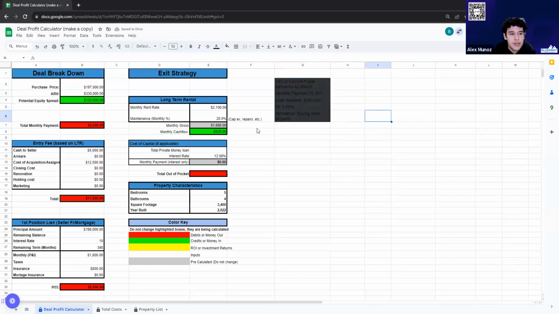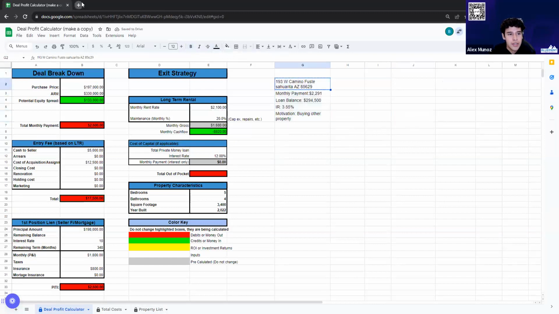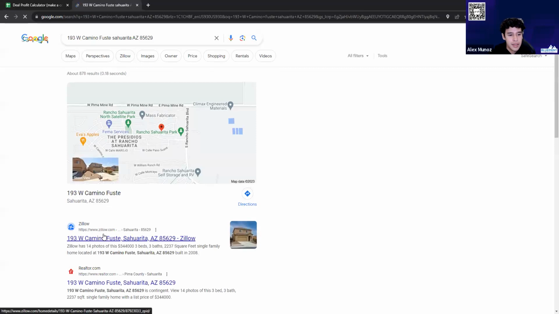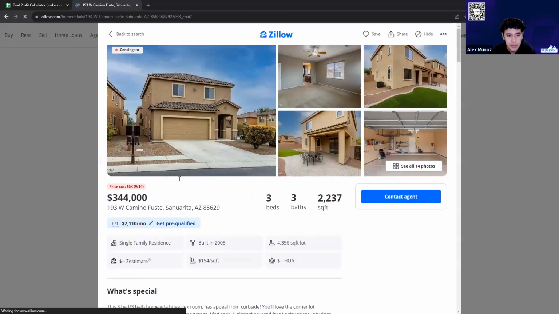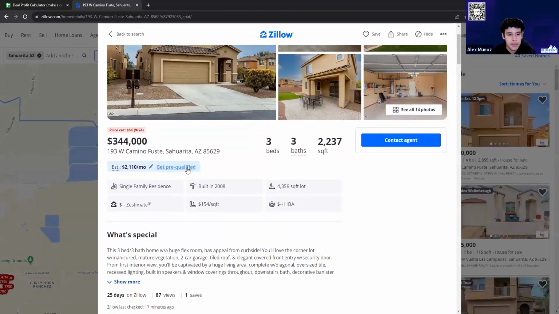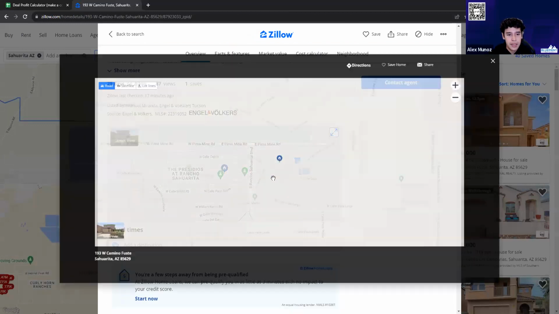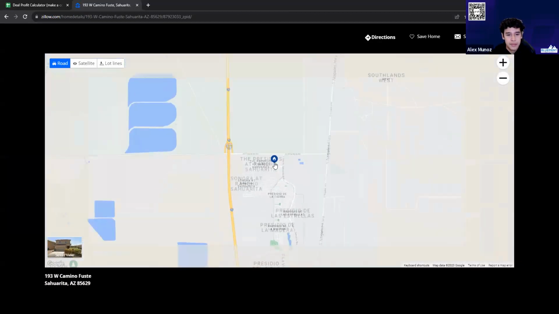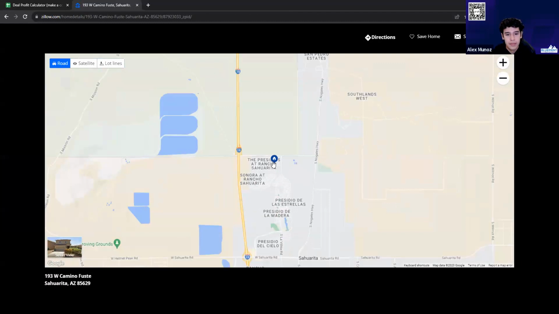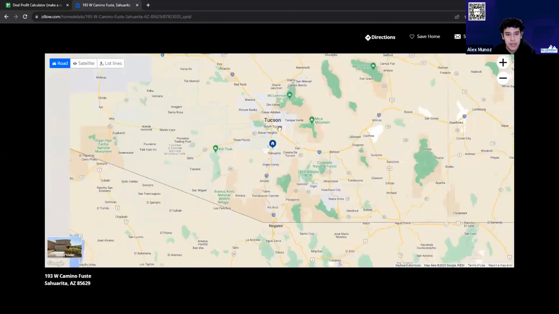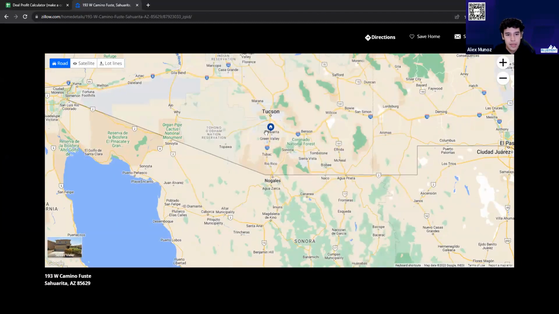Okay, so here's the detail for this deal. I'm going to pull up the address just so everyone can paint the picture better. It's a 33 in Arizona. Okay, so it's near a major city.